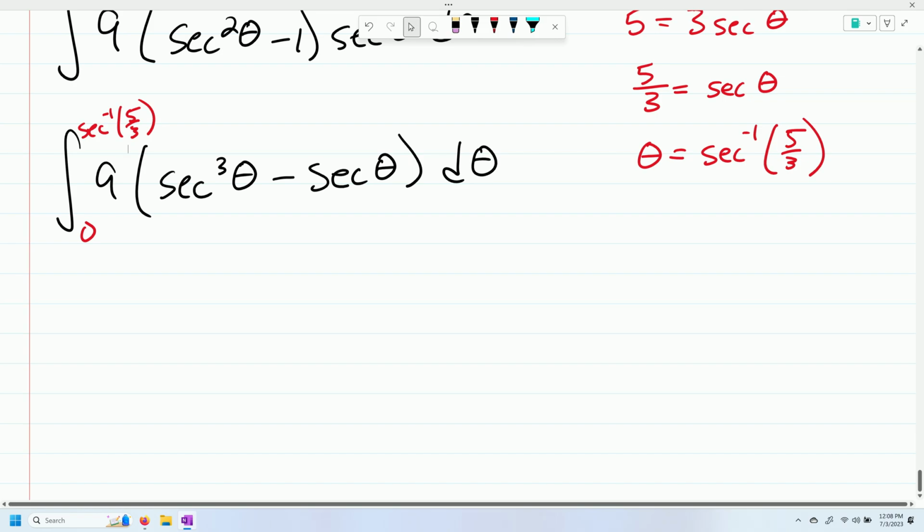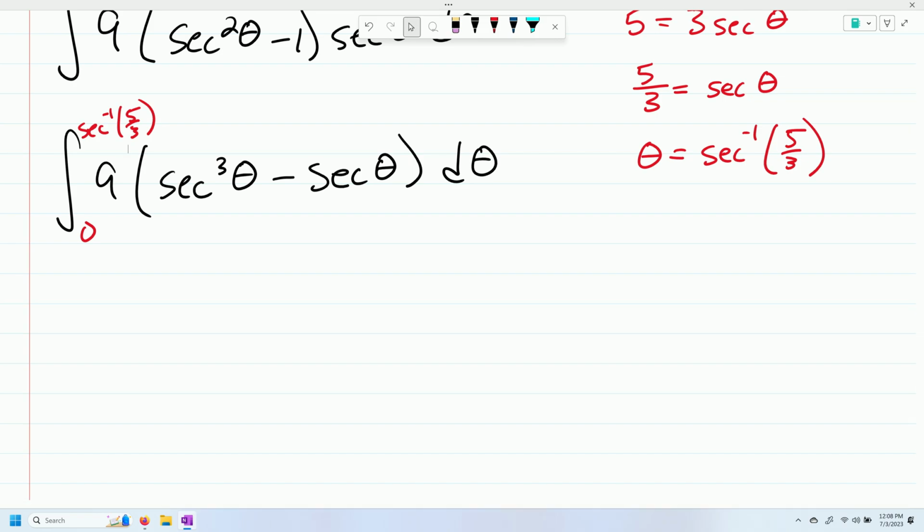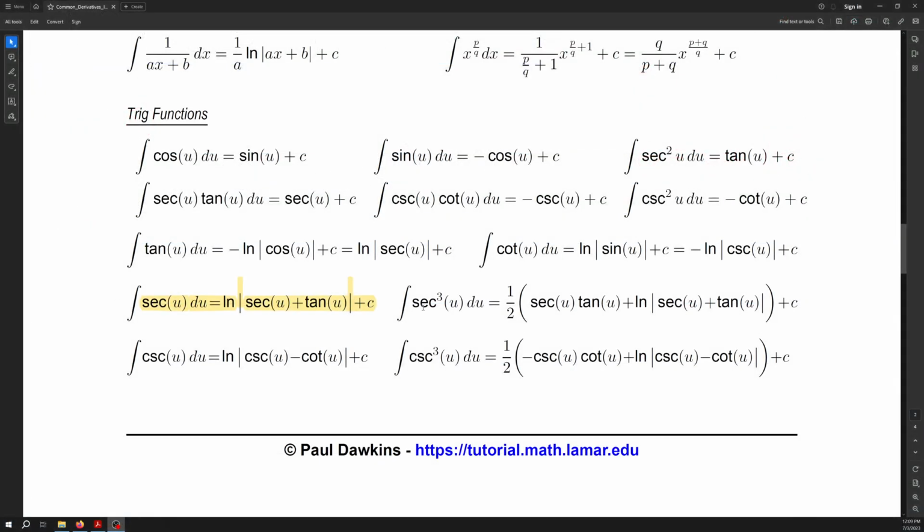I am not going to go through this whole integral of secant to the third theta, and the reason is because we have our cheat sheet. Secant to the third of u du equals 1/2 times secant u tangent u plus the natural log of the absolute value of secant u plus tangent u, plus a constant. We don't have to worry about the constant, but we do have to worry about all this stuff, so I'm just going to write this out from left to right.